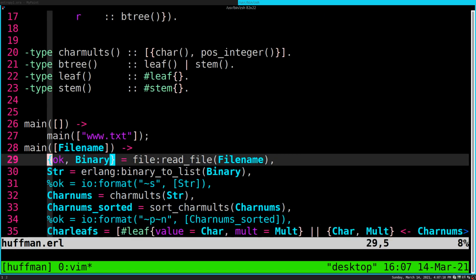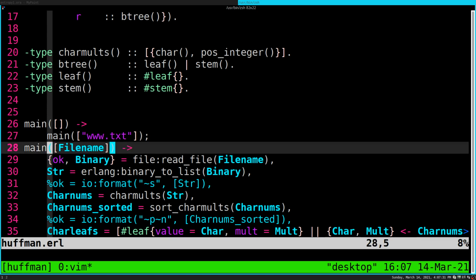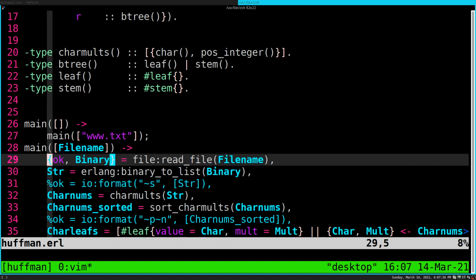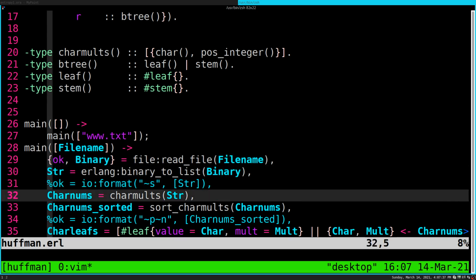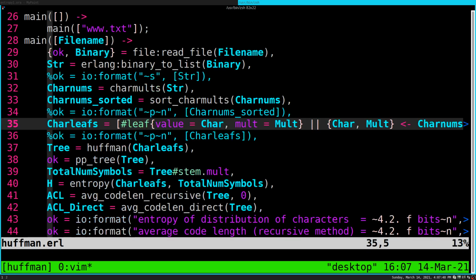So it reads the file. If you don't give it a file name, it loads up www.txt, which is the file name for the Wild Wild West lyrics, which I copied off of Google. In main, it reads the file, converts it to a string, and takes the char mults, which just counts every character and the number of times it occurs. Then it sorts it. Then we take the character leafs, converting it into the type for the binary tree.